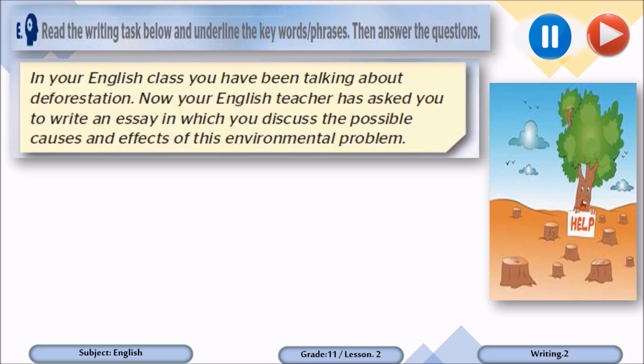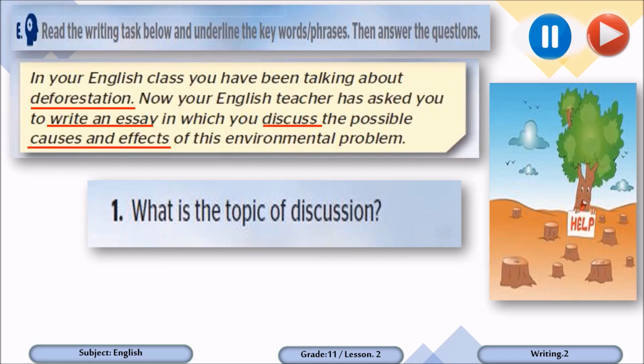Okay, now let's check the answers. So, we should underline the word deforestation because it's the main topic of our discussion. We should underline the words an essay because this is the task you should do. We should underline the word discuss because it means that you should mention reasons and give examples. We should underline causes and effects, reasons and results. That's good, very good.